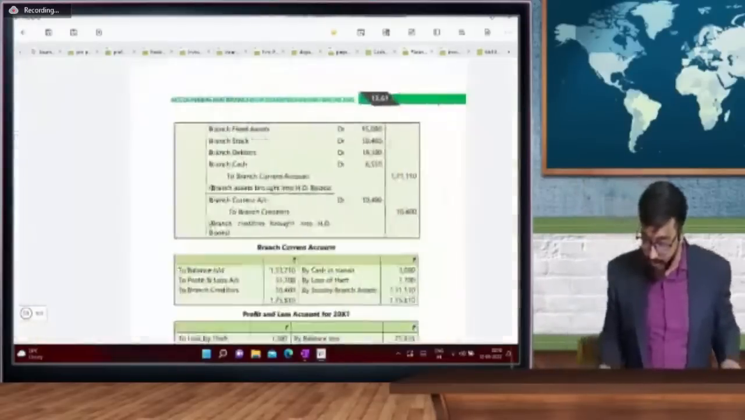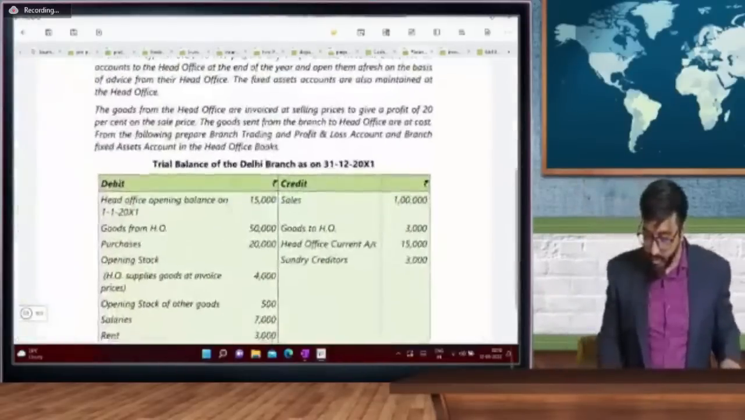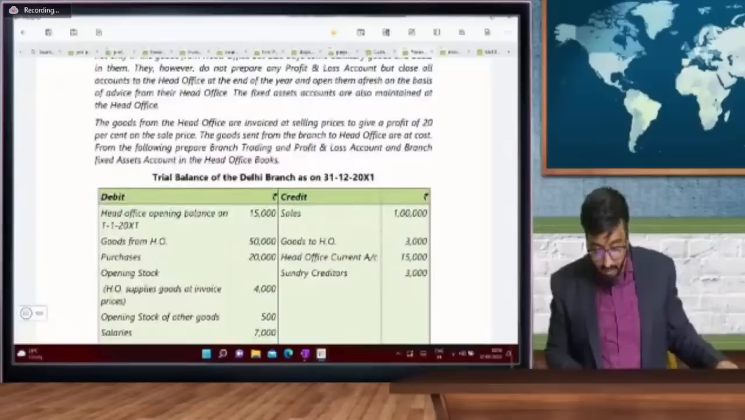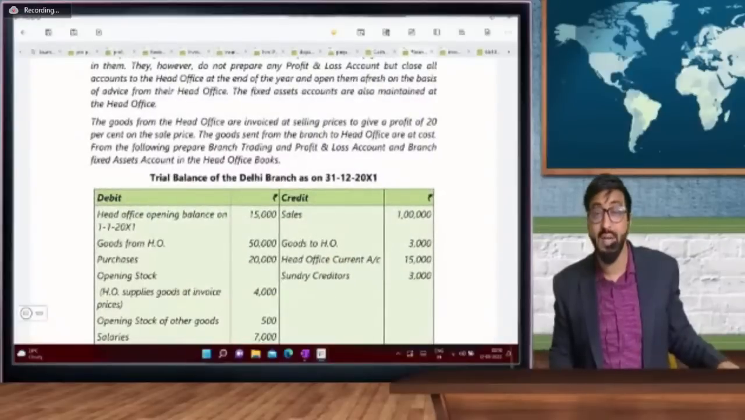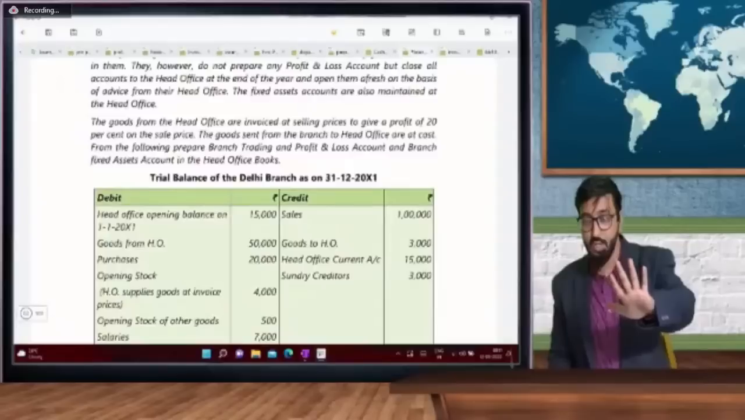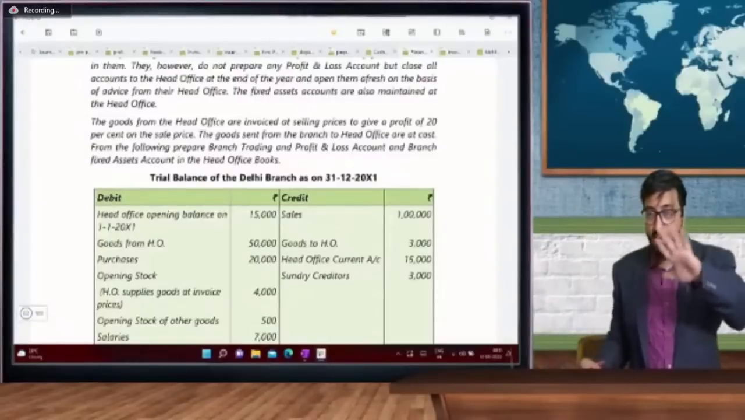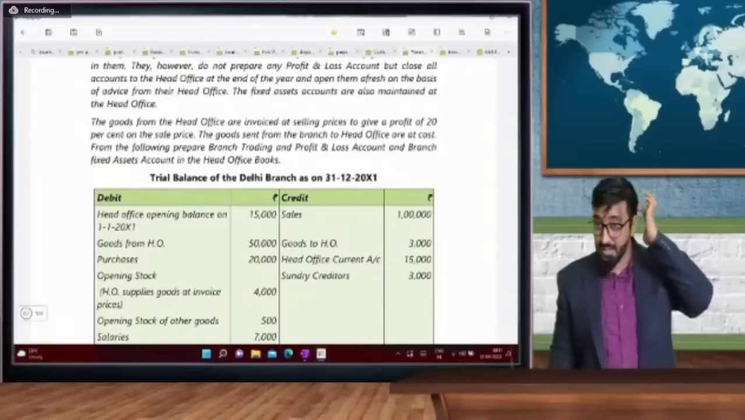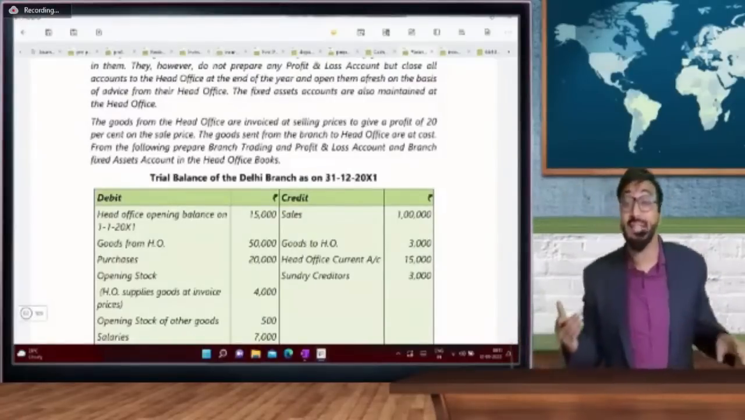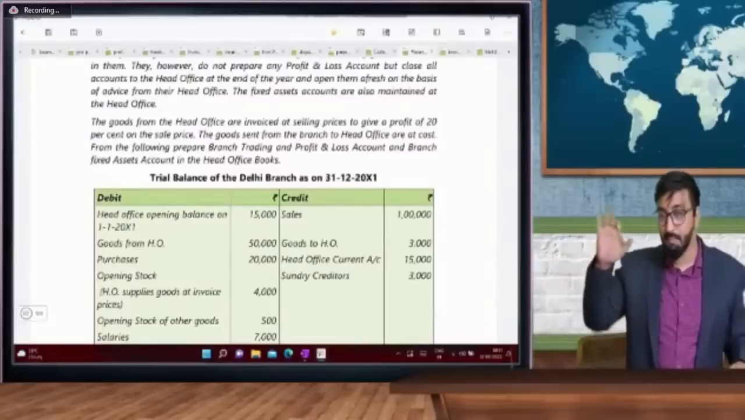So see beta, illustration number 14. Yes, you remember. This is a very simple question in which you have to prepare only trading and P&L account. So first I will finish with number 14. It's a very easy question. Illustration number 14, within 5 minutes we are doing this. And after that, the last question will be illustration number 13, foreign branch. I will explain it in the next half.